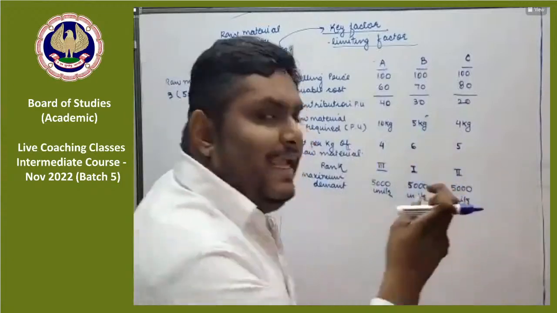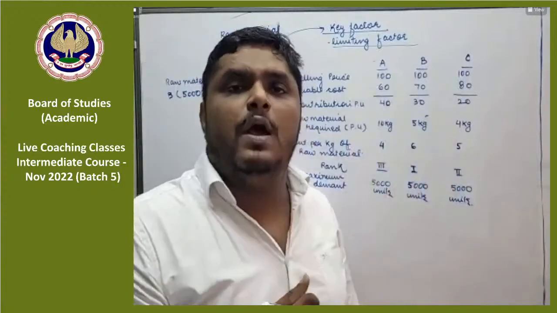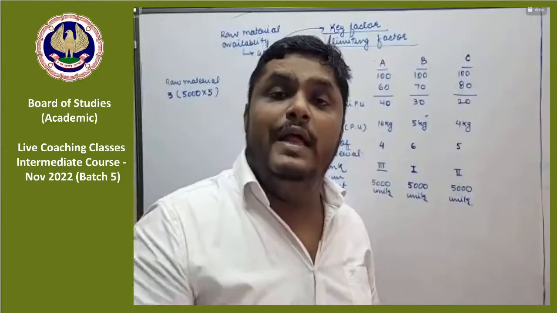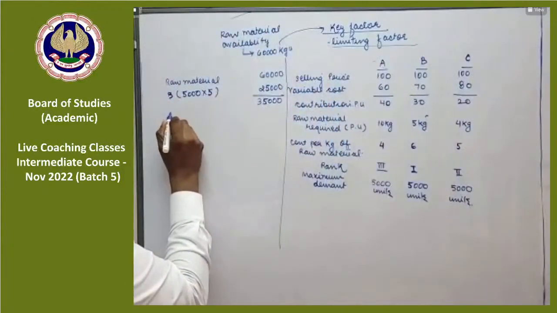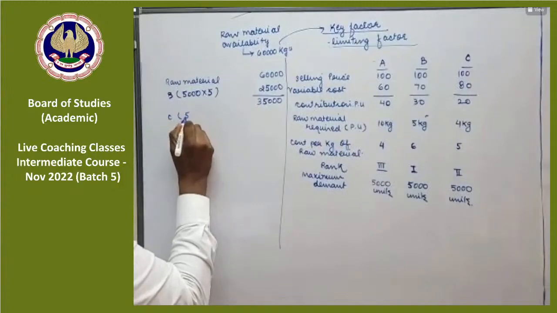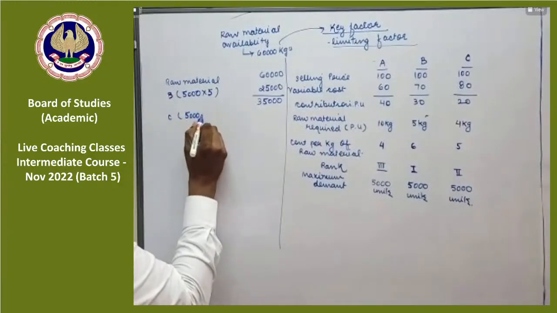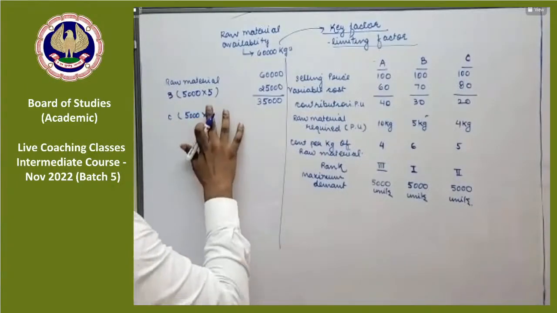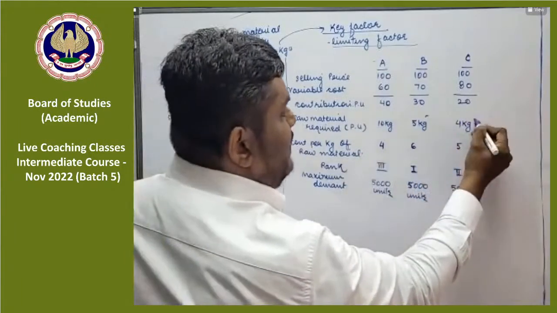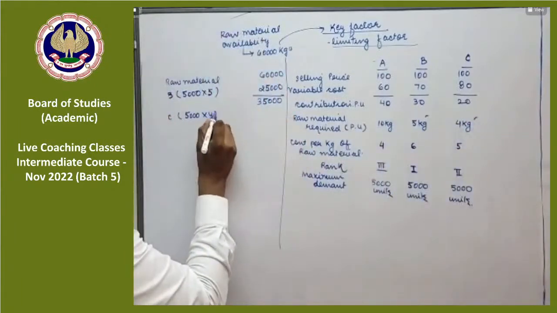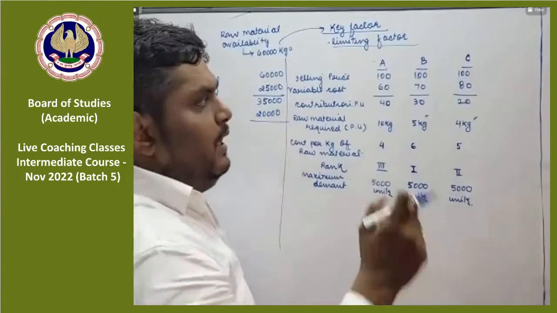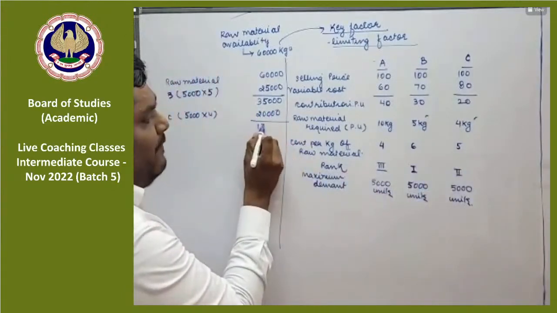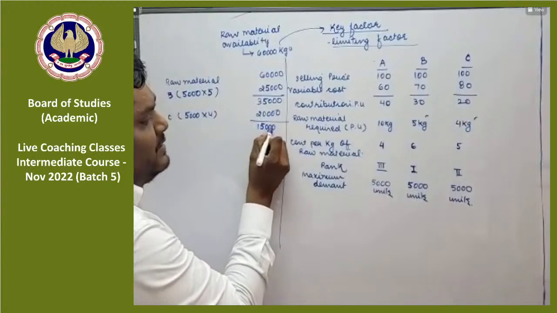Now, which is the second most profitable product for our company when raw material is in limited supply? Very simple, product C. So thereafter we will manufacture product C, that is 5,000 into raw material required per unit, how much? 4 kgs. So here 20,000 kgs will be consumed in product C. So we will be left with 15,000 kgs only.